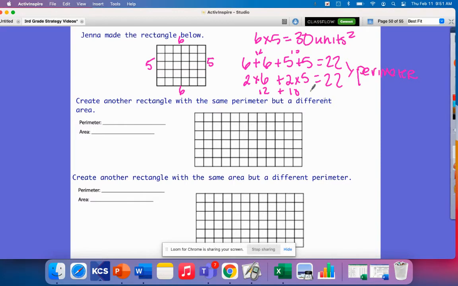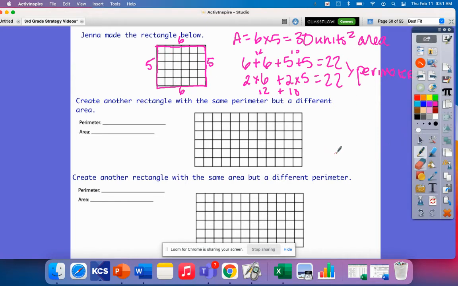So these two measurements are different because my perimeter is only measuring the outside of this rectangle, whereas my area is measuring the inside. It's all of these squares together.